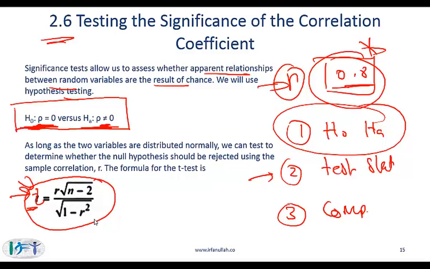I'm going to pause here for 5 seconds. I want you to stare at this formula, write it down, mark it. This is an important formula to memorize. The test statistic is r times the square root of n minus 2, over the square root of 1 minus r squared.